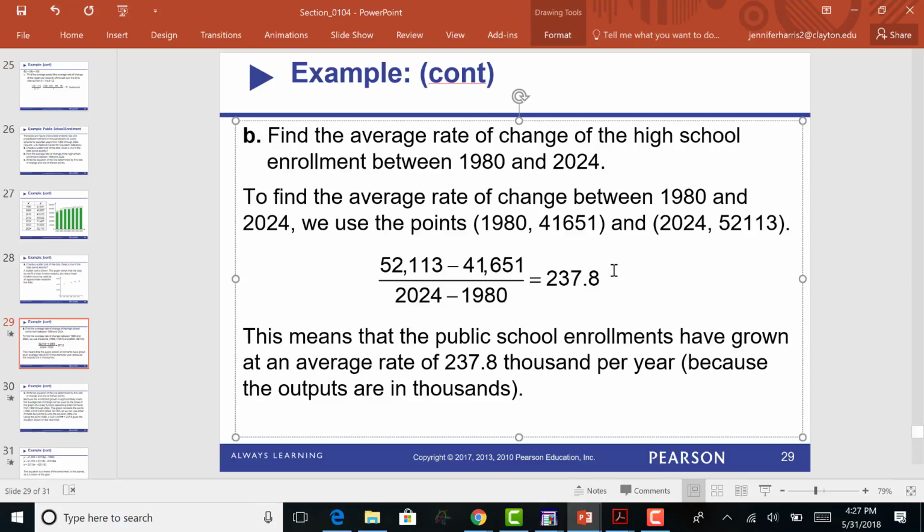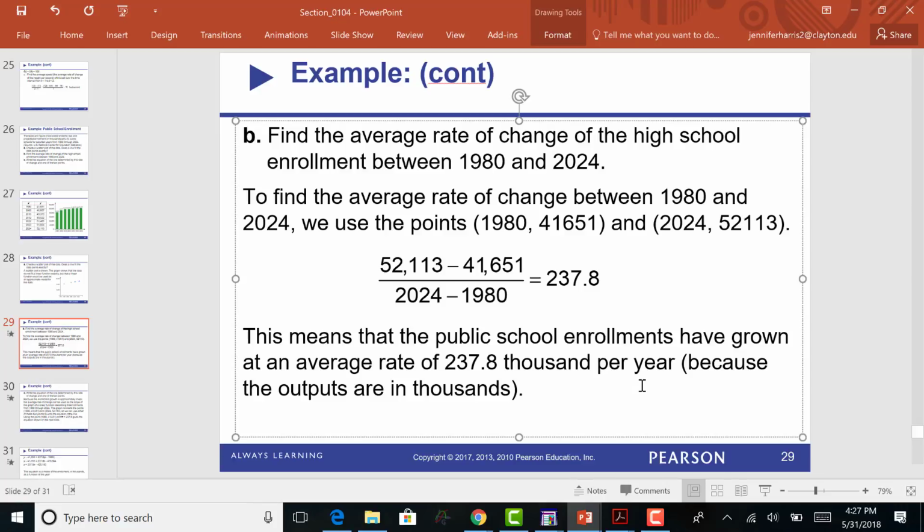We still having to do trailers outside the schools because we have more and more kids coming to schools. So again, this is just enrollment increase for high school. This means that public school enrollments have grown at an average rate of 237.8 thousand per year. Okay. Questions? You're good? It makes sense?